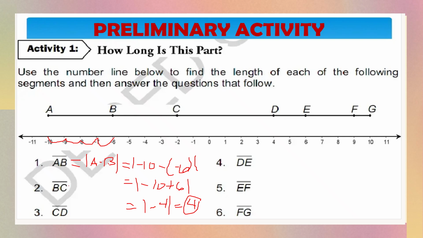And then for BC, no need to write the formula now. So just go ahead doing this: 1, 2, 3, 4. Okay. So there are also four. 1, 2, 3, 4. That means -6 minus -2 is -4, or the absolute value is 4.